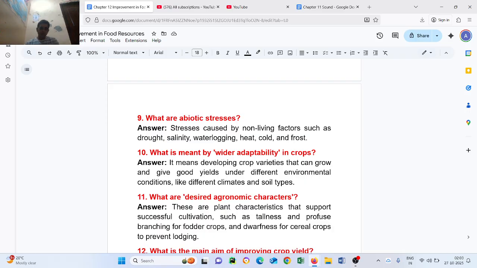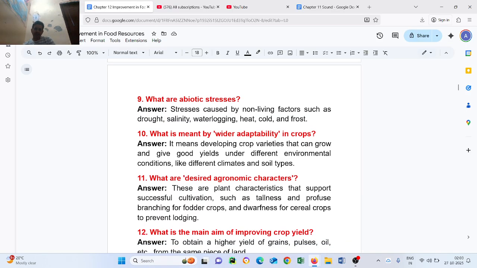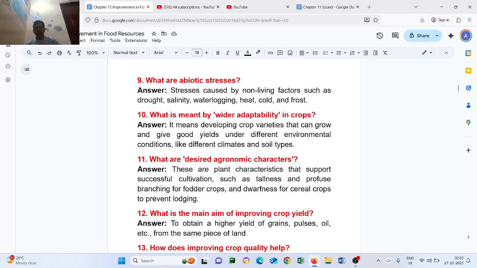Question number 11: What are desired agronomic characters? Answer: These are plant characteristics that support successful cultivation, such as tallness and profuse branching for fodder crops and dwarfness of cereal crops to prevent lodging.